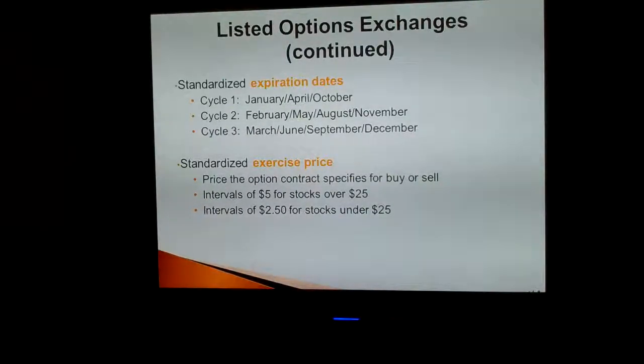I wouldn't focus too much on this, but standardized expiration dates. You have a right to buy the house. It's for 2 months. That's a standard contract. Basically, that's what this is trying to say here.